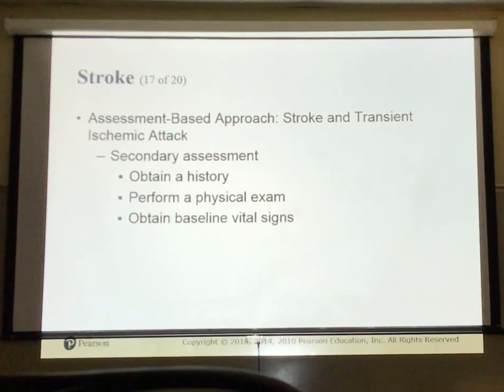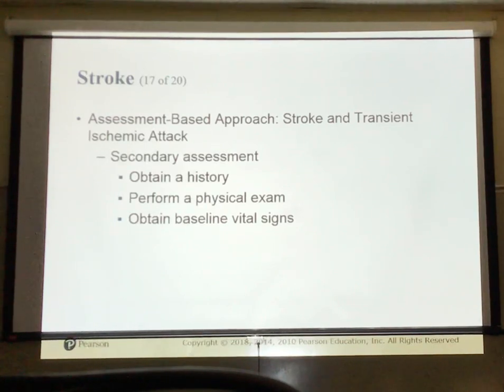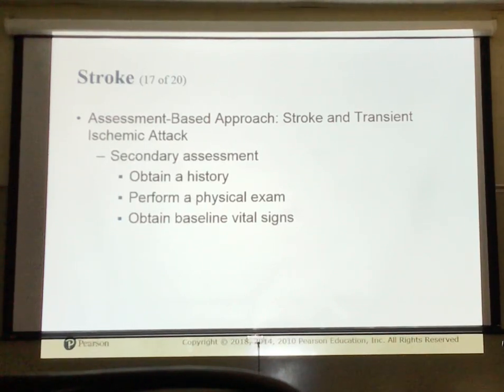During your history, look for medical alert tags, collect the patient's prescription and non-prescription medicine, and don't forget to look in the refrigerator for a vial of insulin used to treat diabetes. All right, remember that diabetics may be hypoglycemic, and patients who are hypoglycemic may show signs and symptoms similar to those of a stroke patient, especially if the patient is elderly. Okay?